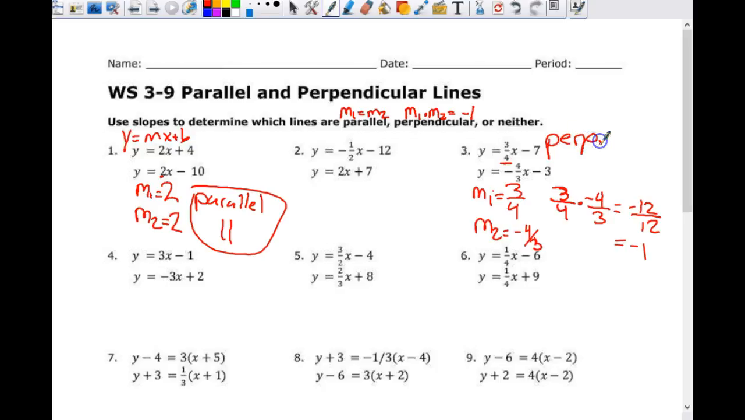I'm going to abbreviate it perp. It's kind of like we're in a Law and Order special geometry unit.